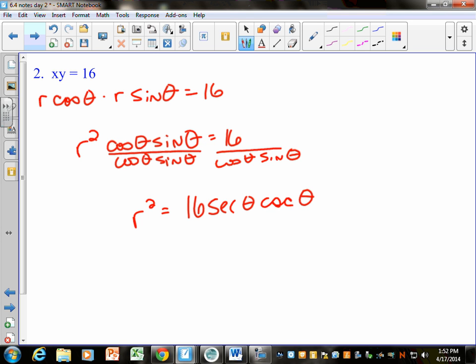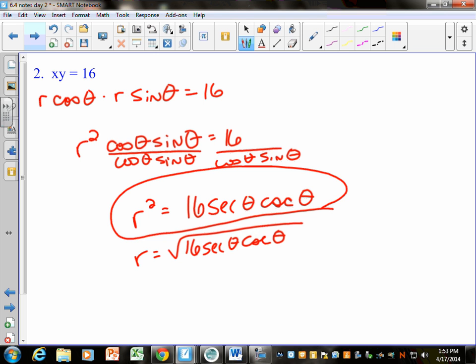If you were going to graph this on the calculator, you would have to get R by itself, which means what else would you have to do? You'd have to square root it. If you didn't square root it, I always say try to at least get R by itself on one side. If you left it squared, that's okay. But you could square root both sides, and you could say this was the square root of 16 secant theta cosecant theta. But I like this answer better, so I think I left my answer like that.